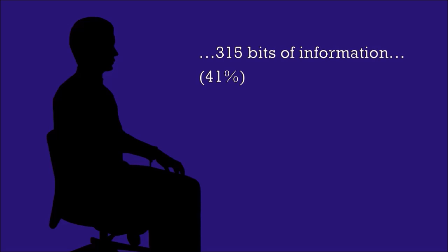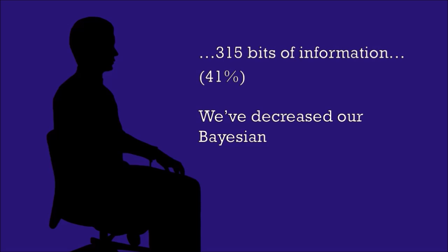A little. To start with, we've moved to an election system in which 315 bits of information are being used. That's still less than half of our available information, but it's 3 times more than we were using with plurality. We've also decreased our Bayesian regret by about 12%. But let's see if we can make even more progress with a Borda system.